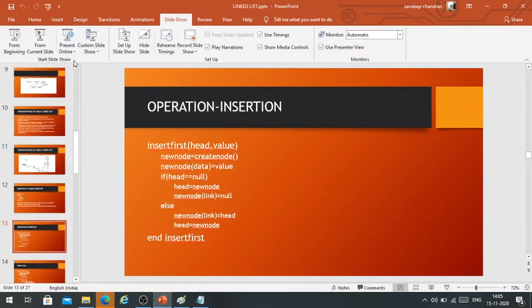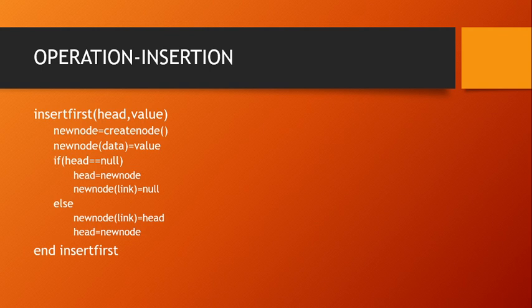Very simple code. Okay, insert first. We will create the node. We will add some value to the new node. We'll check if head is null. If it is empty, we'll put head equal to new node. Then the new node's link will be set as null. Else, new node link equal to head.